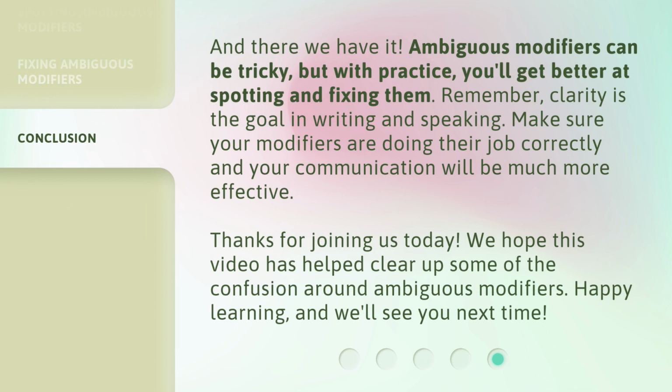And there we have it. Ambiguous modifiers can be tricky, but with practice, you'll get better at spotting and fixing them. Remember, clarity is the goal in writing and speaking. Make sure your modifiers are doing their job correctly and your communication will be much more effective.